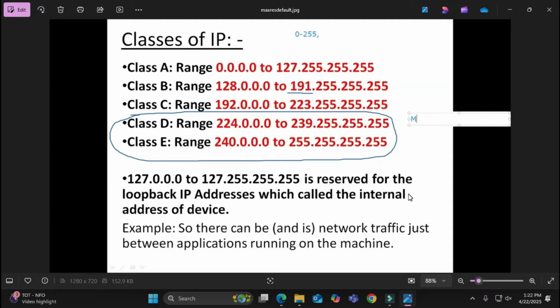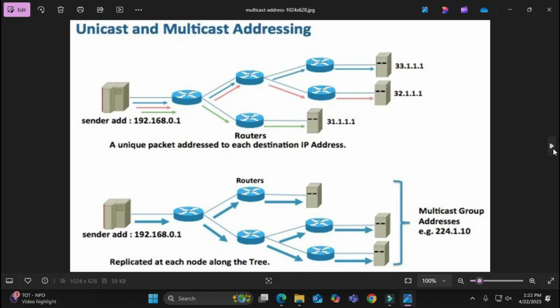For the IP address classes and ranges, observe this picture, which is clearly provided. The unicast and multicast are in one diagram, and I will explain this. This is the sender IP address 192.168.0.1. This is the router. In unicast, each packet has a unique destination IP address. There are same IP address series, 31.1.1 and 32.1.1, 33 dot. These are different networking series: 32 dot, 33 dot. That is why the input is divided into unicasting, with different routers, different IP addresses, and different networks.